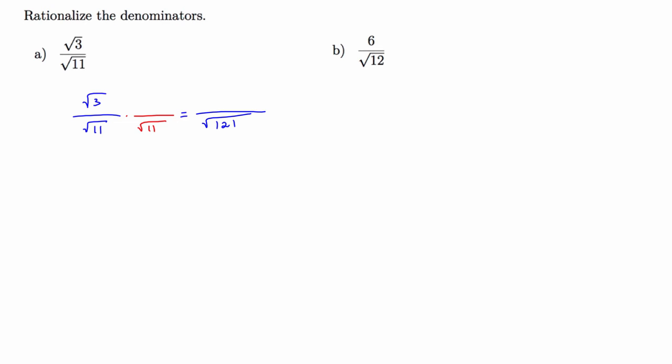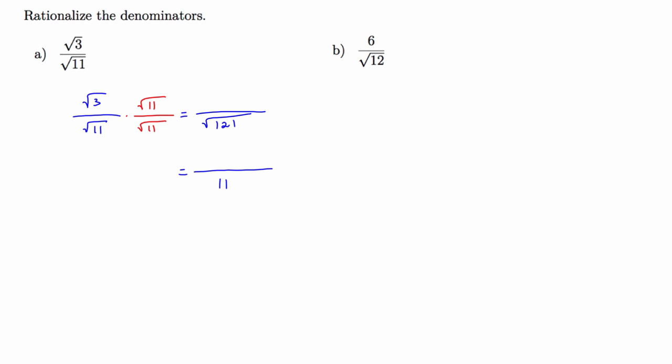But as with any fraction, if I multiply the denominator by root 11, I must also multiply the numerator by root 11. We'll come back and clean up the numerator in a second, but we're going to finish out the denominator. We chose to multiply by root 11, so that root 11 times root 11 would be root 121, and the square root of 121 is 11.